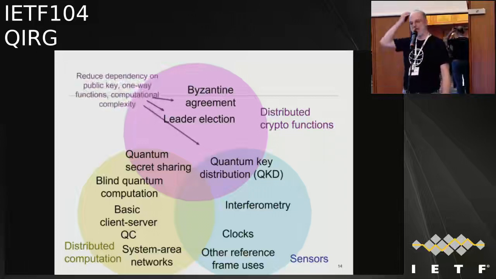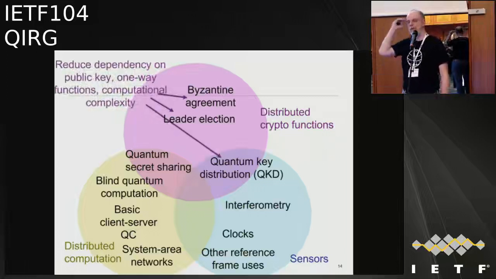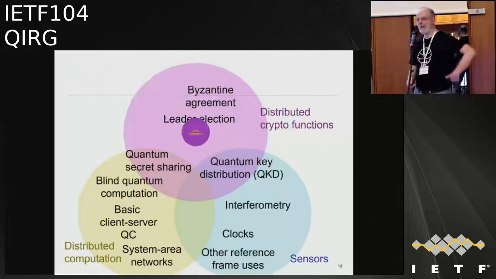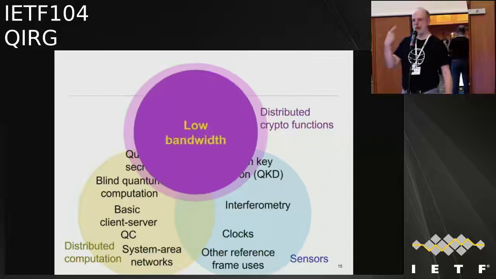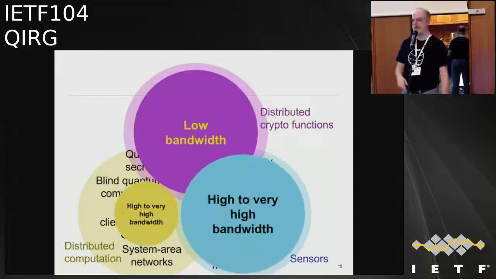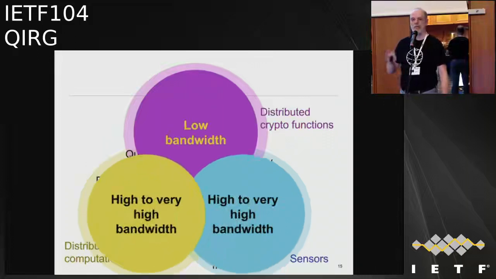Notice that everything in the distributed crypto bubble is intended to reduce our dependency on public key cryptography, one-way functions, computational complexity, those sorts of topics. As it happens, one of the things we've realized in the work that we've been doing, the crypto functions are relatively low bandwidth in terms of their demands on the network. The sensor networks are high to very high bandwidth, and the distributed computation is also high to very high bandwidth. So certainly in the short run, the crypto functions are going to be the thing that's going to be driving adoption. The others are going to take a little bit more time to get there.